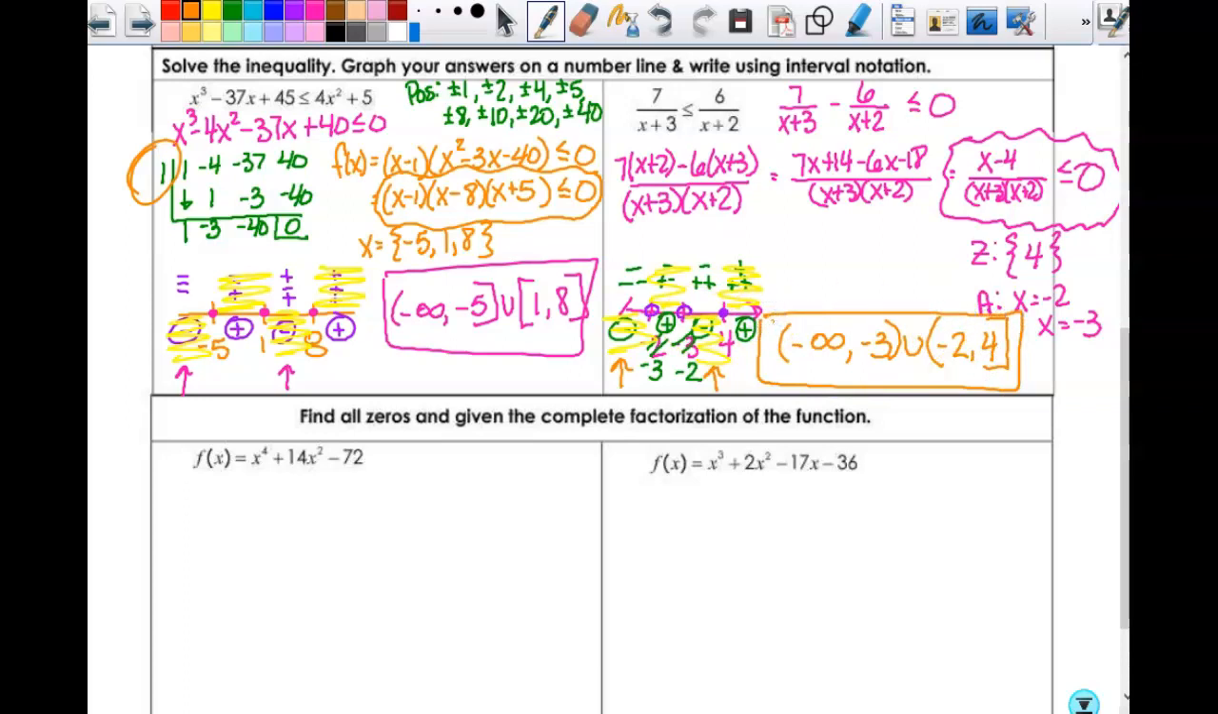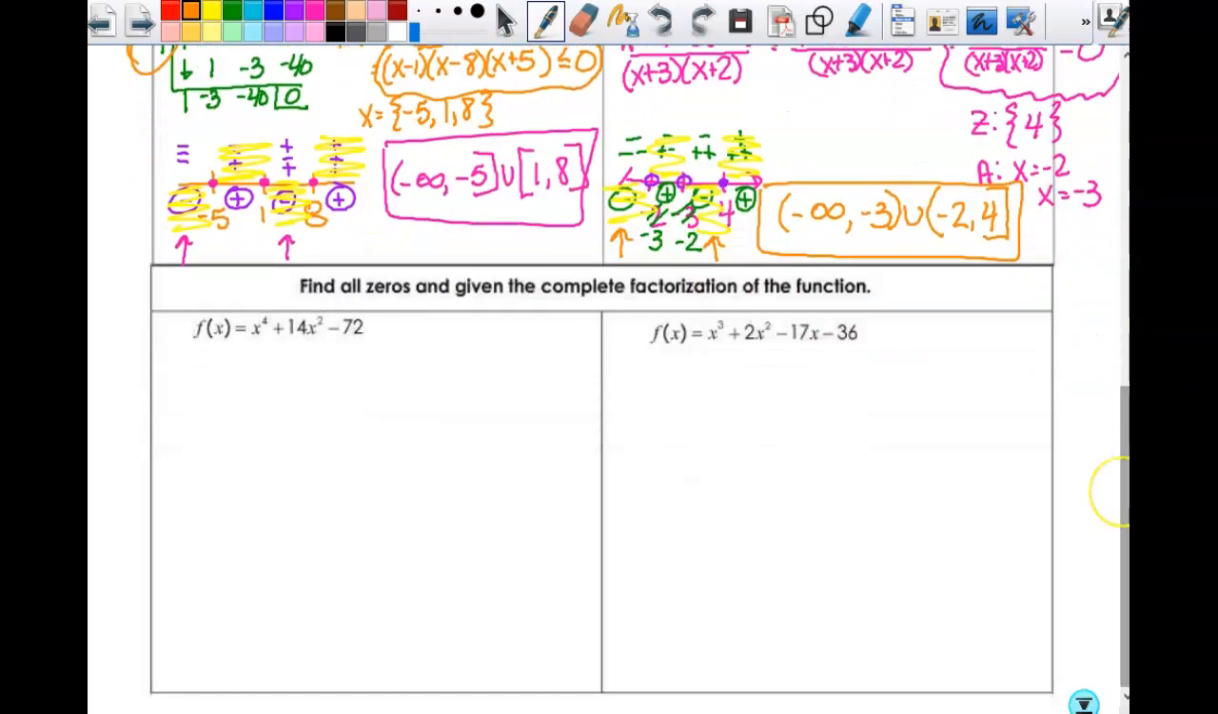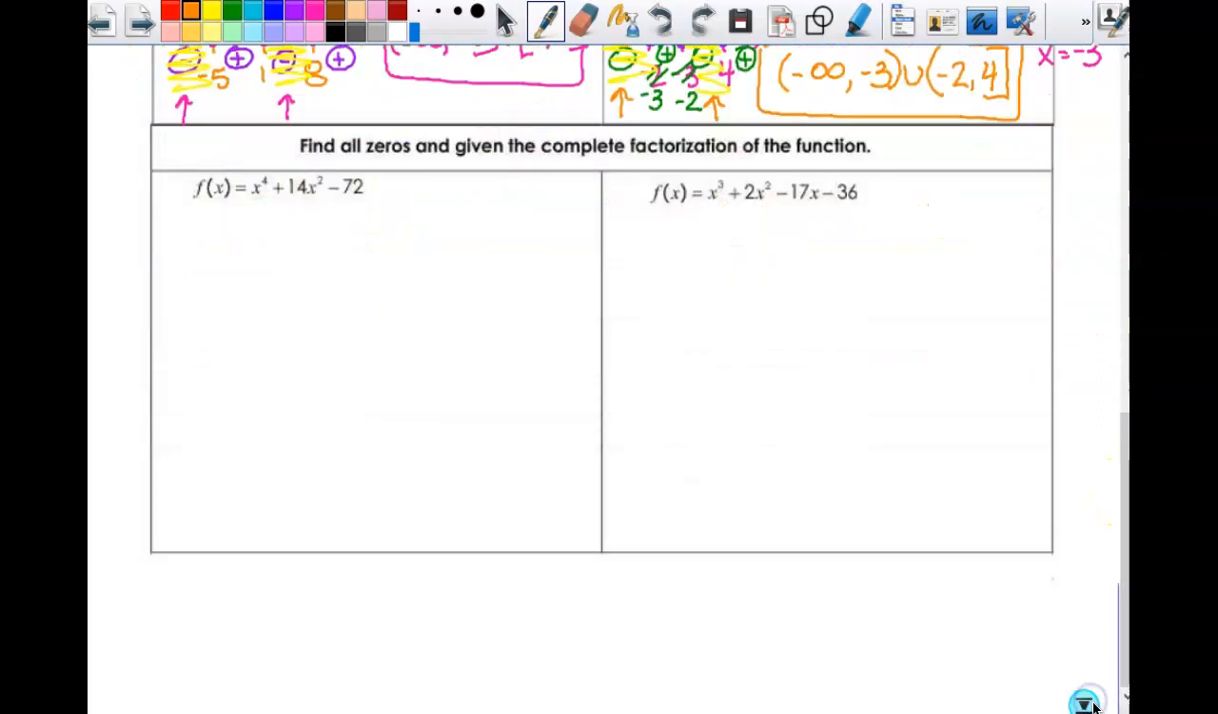All right, next one. We're going to find all the zeros, and given, I should say, and give the complete factorization of the function. So here on this first one here. Now, could I come up with my possibilities and do synthetic division? Absolutely, but the best thing for you to do is only do that when you can't factor. So always try to factor first.